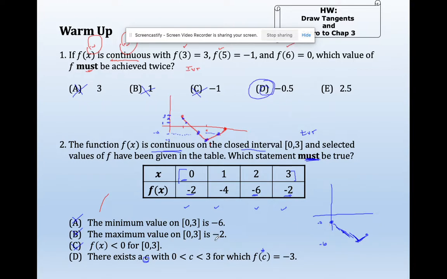Okay, not so bad. All right, let's get to today's lesson. And your homework is a handout. Mr. Bates, I believe, is their substitute, and he's got this drawing tangents on the front. Intro to chapter 3 is on the back.